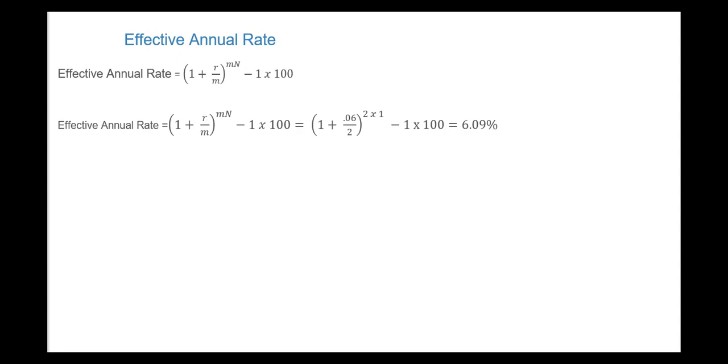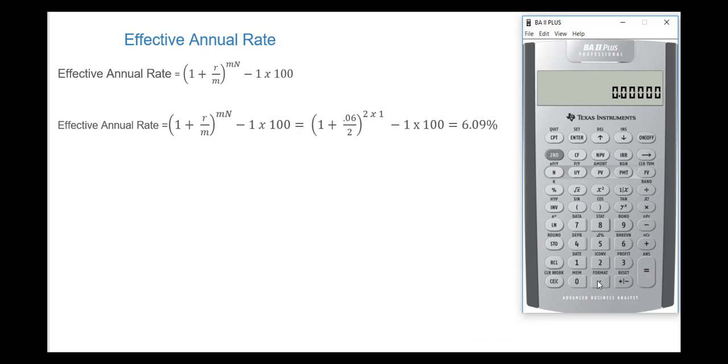Let's bring up the financial calculator again and work it through the algebra. I start with 0.06 divided by 2, then hit plus 1. So 1.03 gives us the amount within the brackets. Then y to the x, 2, minus 1, and times 100 to put it in a nice round number, and we get 6.09%. That's the effective annual rate when it's 6% compounded semi-annually.